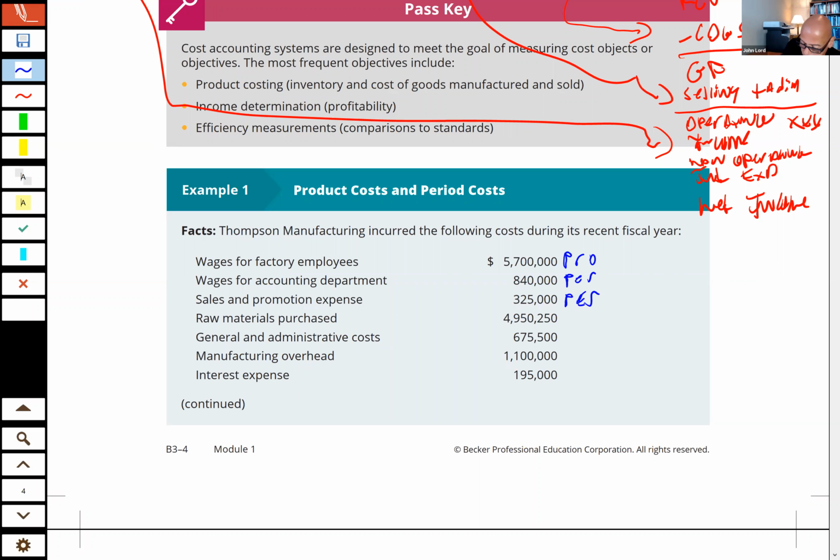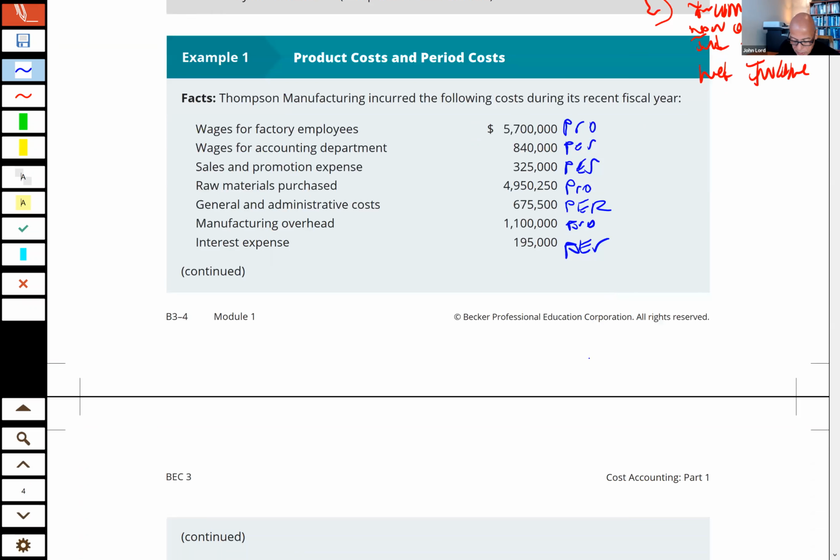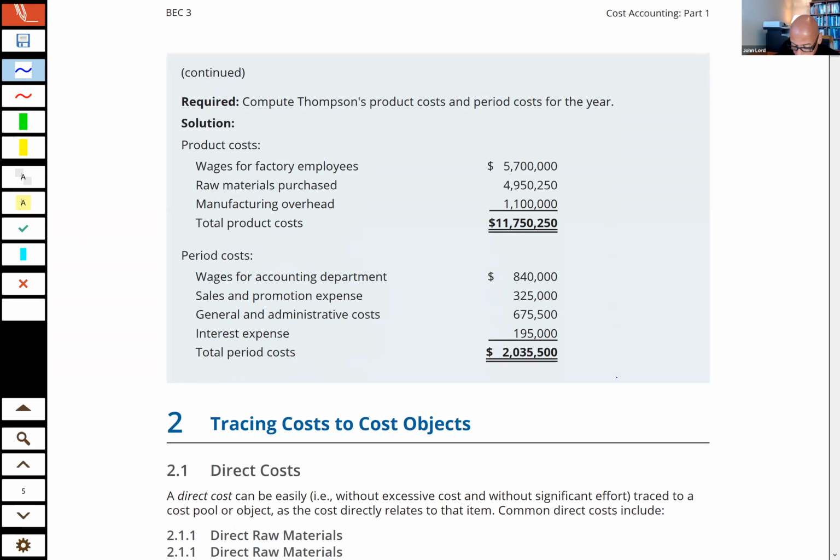Raw materials. Product. Good. General administrative. Period. Good. How about manufacturing overhead? Product. How about interest expense? Period. And it is really not an operating cost, right? But it is a period cost. Okay, good. And you can see they added those numbers up for us on the next page.